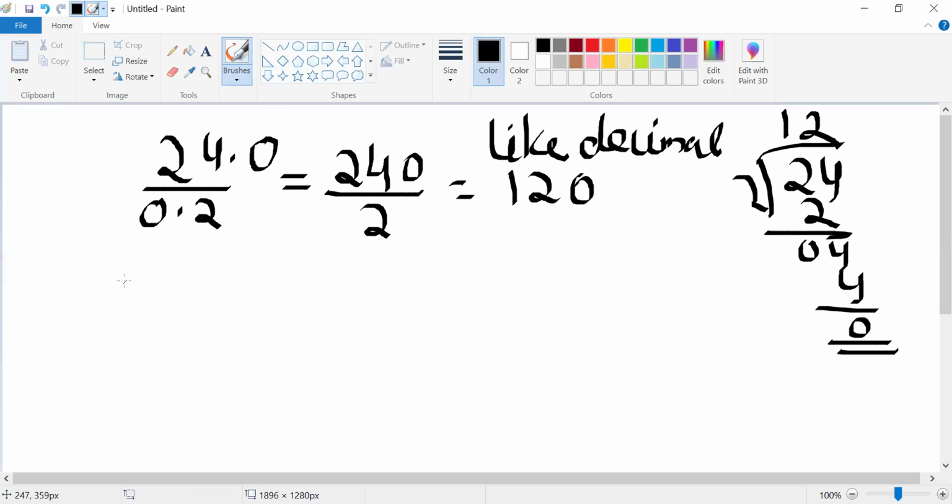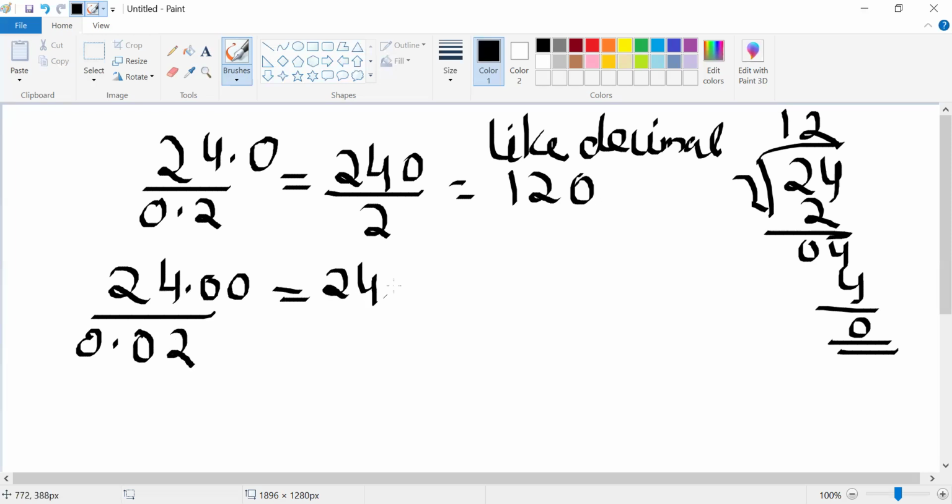Another example. Suppose it is 24 divided by 0.02. So the denominator has 2 decimal places. So we have to make the numerator like decimal. I will put 0.00. So I can write this as 2400 by 2. So the answer will be 1200.